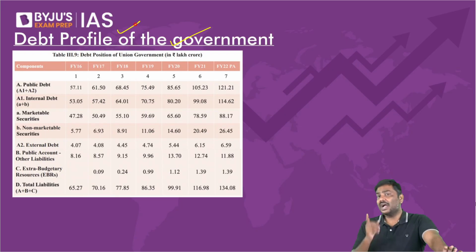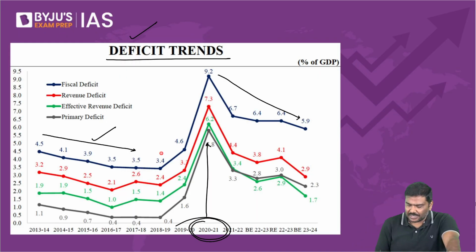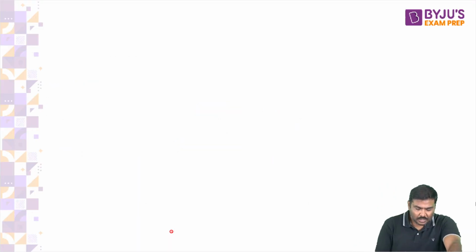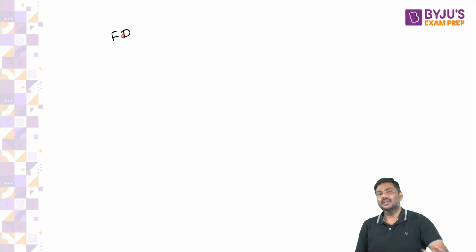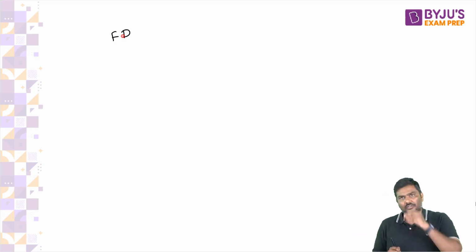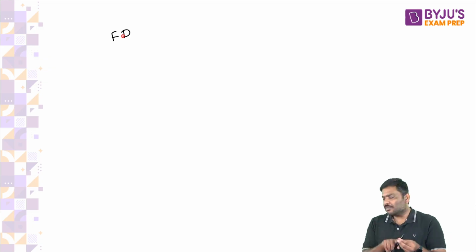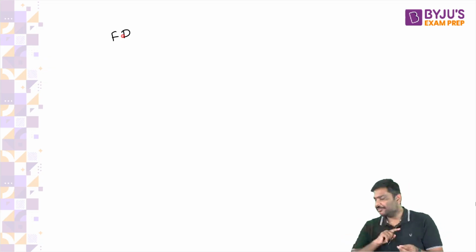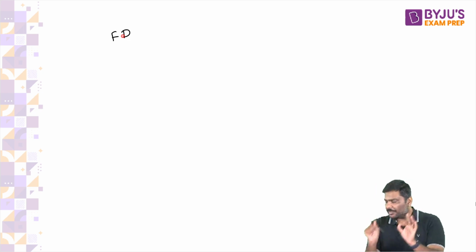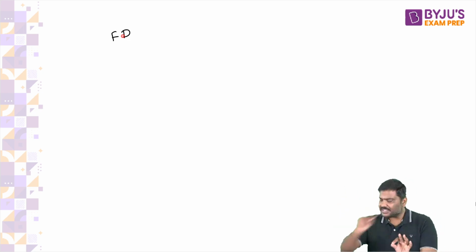Debt profile. Now understand certain very important concepts here. Let me introduce certain very, very important concepts. Point number one. Please tell me, what is fiscal deficit? Fiscal deficit is how much the Government of India is borrowing this year. All of you okay with this? How much is the Government of India borrowing this year?